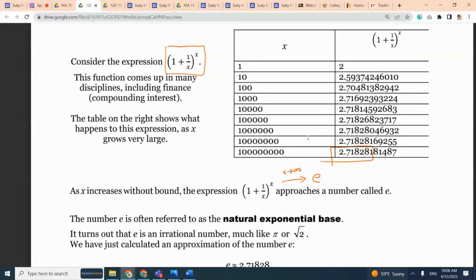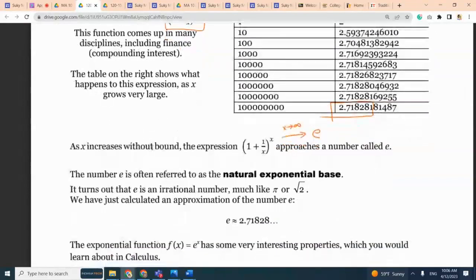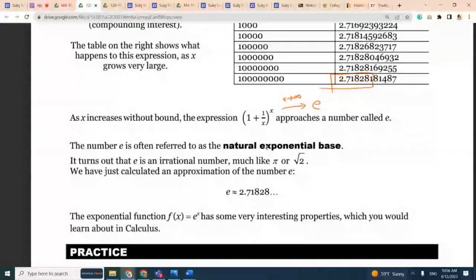The table on the right shows what happens to this expression as x grows very large. That's why we define this number e to be the number this expression approaches when x goes to infinity.